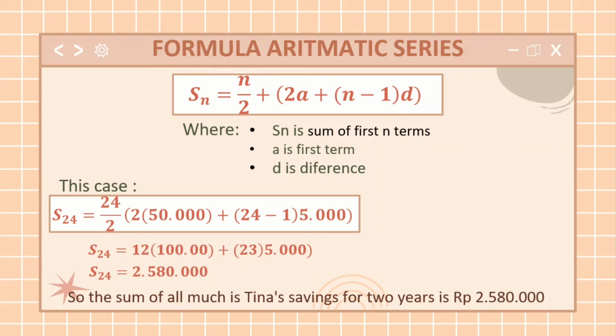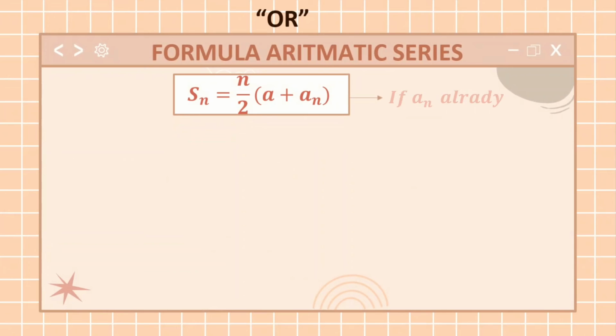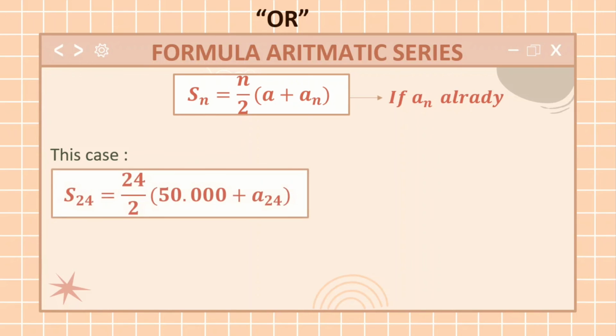The above formula is more appropriate to use when we don't have An or A24. Because we already have A24, or An, the arithmetic series has another formula to make it easier. The formula is Sn equals n over 2 times a plus An, if An is already known. In this case, S24 equals 24 over 2 times 50,000 plus A24.